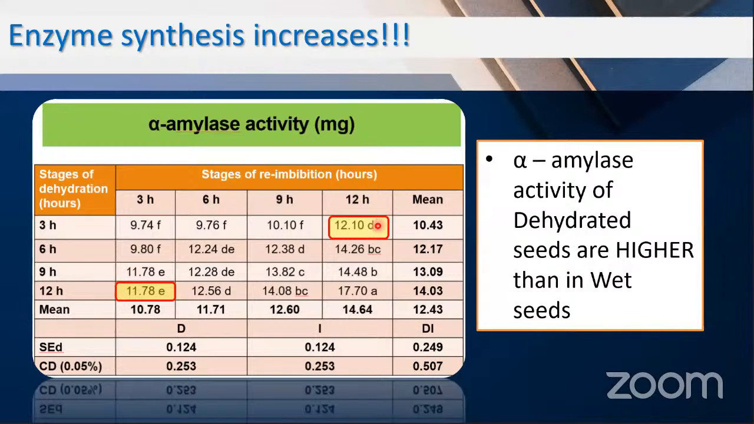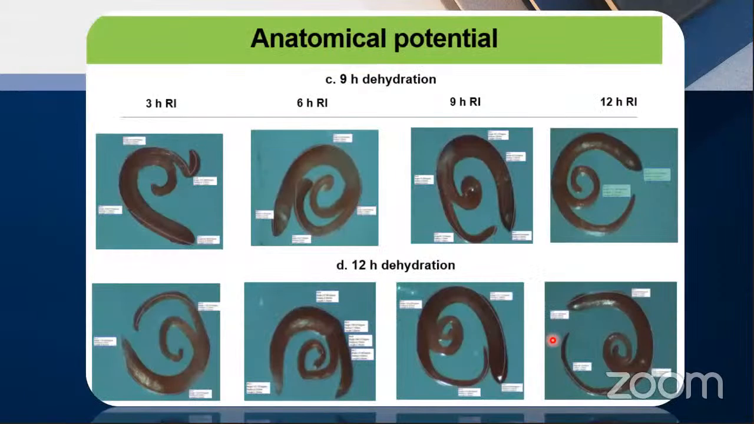So you can see the quickness of alpha amylase activity in the dehydrated seed vis-a-vis seeds which are not dehydrated. So alpha amylase activity of dehydrated seeds is higher than in the wet seeds. Okay, so this is the anatomical potential. All the biochemical activities will be manifested as the anatomical potential.